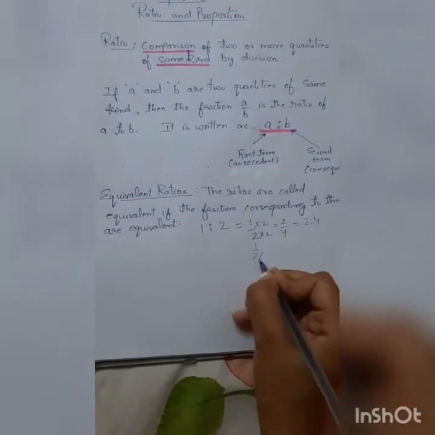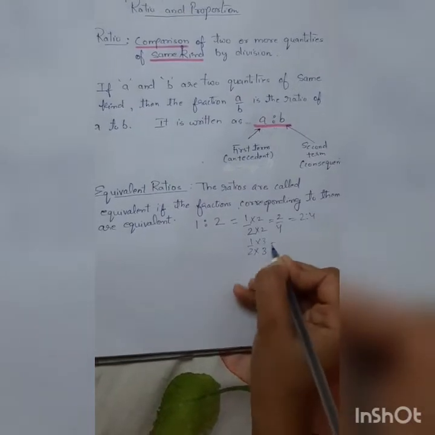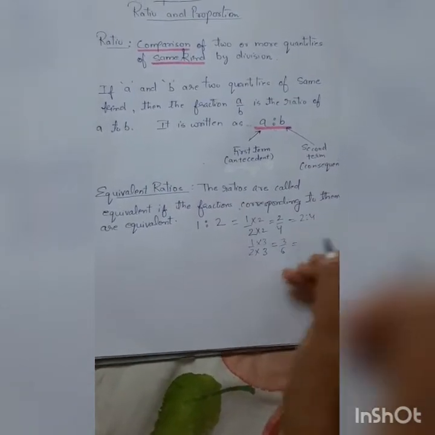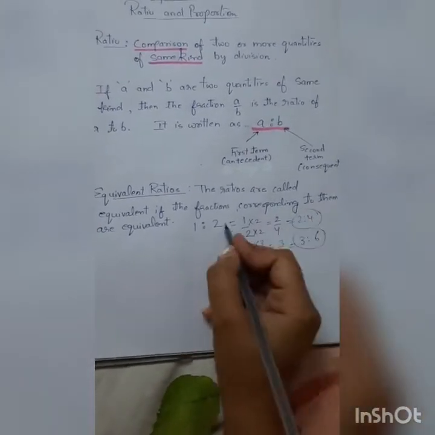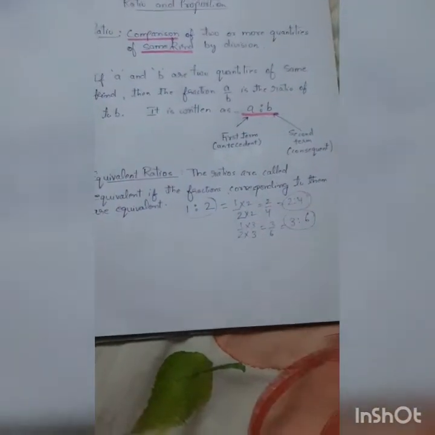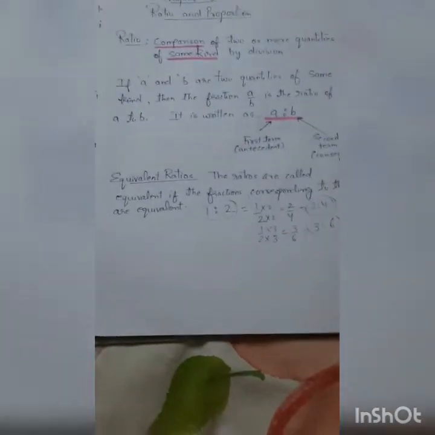अगर मैंने 1/2 को मल्टीप्लाई करा होता अप डाउन 3 से, तो मेरा आंसर क्या आ जाता 3/6. तो एक और इक्विवेलेंट रेशियो आ गया 3:6. 3:6, 2:4, 1:2. They are all equal ratios, so they are also called equivalent ratios.